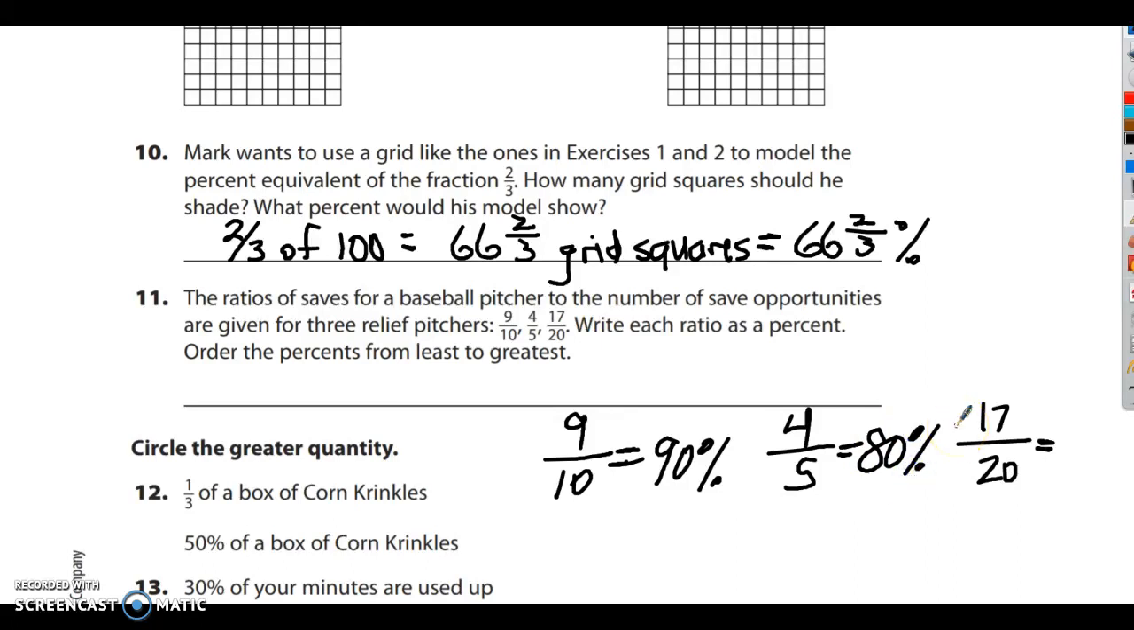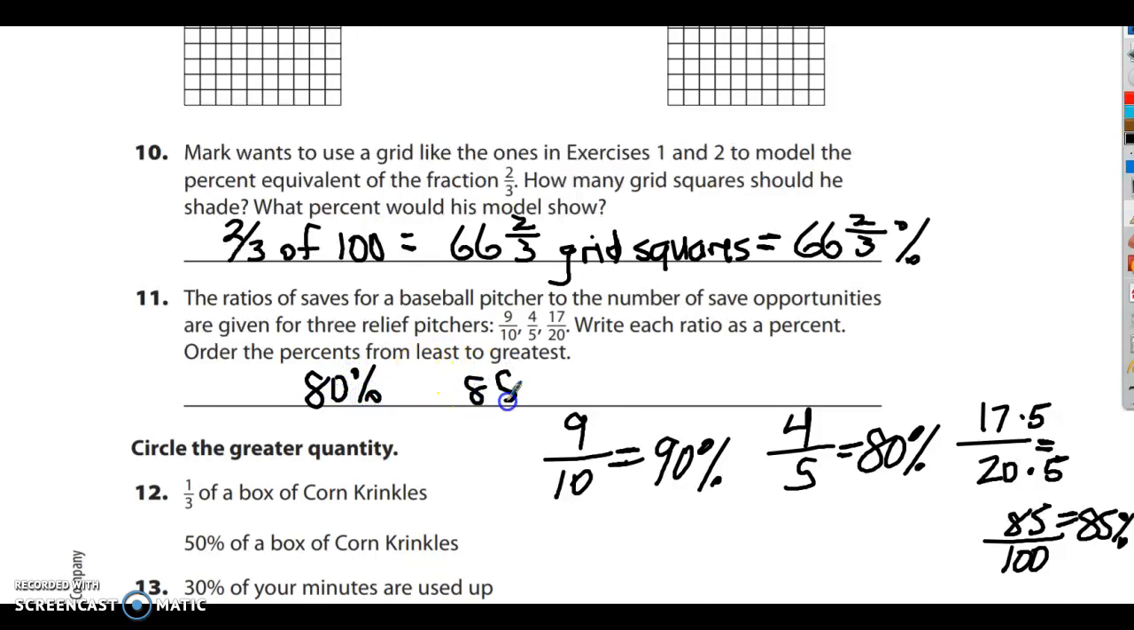17/20 is one we're going to have to compute by multiplying by 5. Now why are we multiplying by 5? Because 20 times 5 is 100. And if you multiply the second term by 5, you have to multiply the first term by 5. 17 times 5 is 85. 85 out of 100 is 85%. So my 3 percents are 90, 80, and 85, and it asks me to write them as a percent and then order them least to greatest. Least would be 80%.